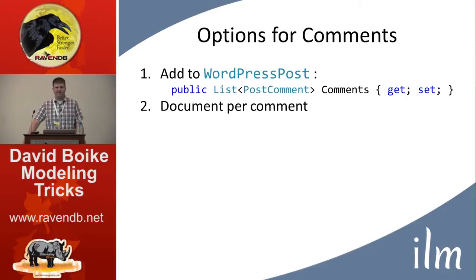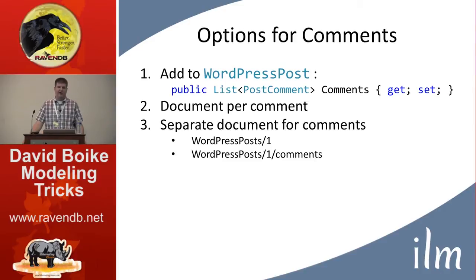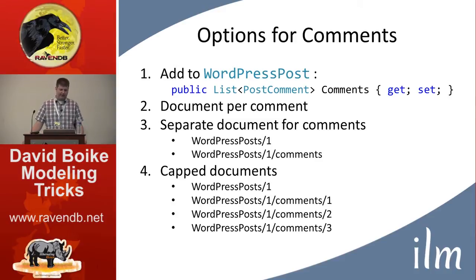That would obviously give us, if we're really paranoid about units of change, something that would let someone like Scott Guthrie be pretty sure that he's never going to have a problem with many users commenting on his blog at the same time. But there are ways in between too. We could have a separate document for comments, where we have WordPress post /1 and WordPress post /1 comments, and we put all the comments in there. Or we could use something called capped documents, where we split the comments and cap them at a certain level. And what does this look like graphically?